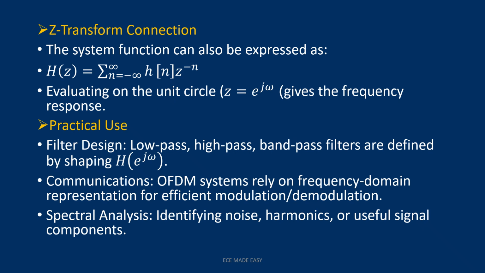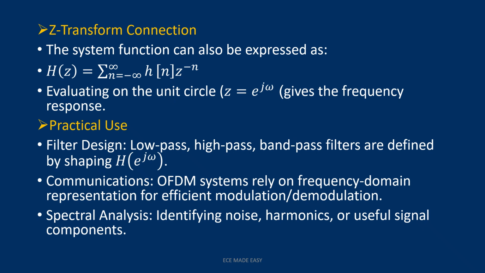Thus, the practical uses of the system frequency responses: almost every system can be one of low pass, high pass, band pass, or band reject. So it helps in frequency design. While designing these types of filters, they are defined with the help of the equation H of e to the power j omega. So if we know the frequency response of the system, we can design that particular system.